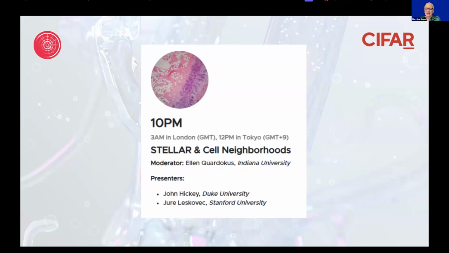This session is devoted to two very excellent people in the field of spatial proteomics and analysis tools. Stellar is a tool designed and published by both John Hickey and Jure Leskovec. In that, they can show you how to determine the cellular neighborhoods in multiplexed antibody-based imaging technologies.